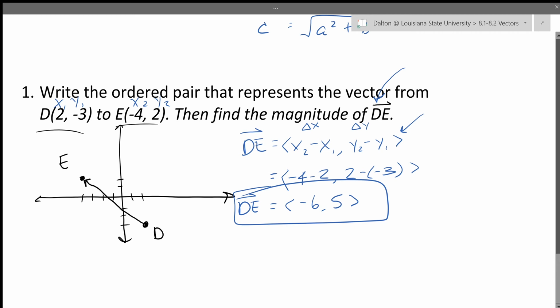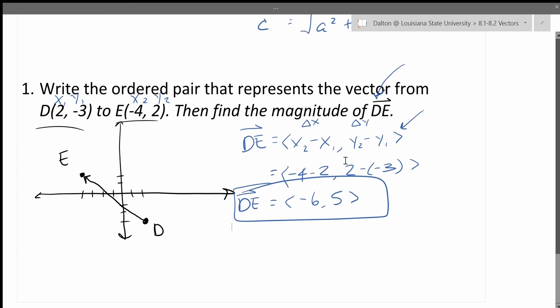So what that's saying is, if we graphed a vector in standard position starting at the origin, and it went 6 to the left and 5 up, it would be equal to this vector DE. It would just be parallel to it and shifted around a little bit. Okay, second question is, find the magnitude.